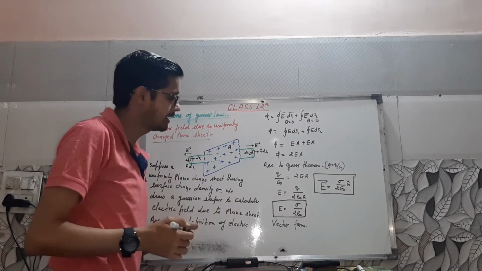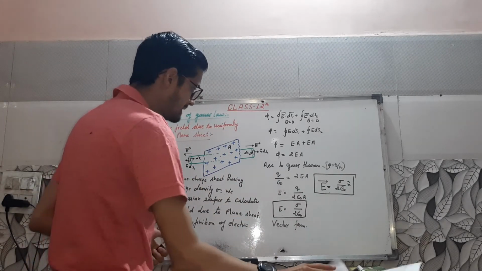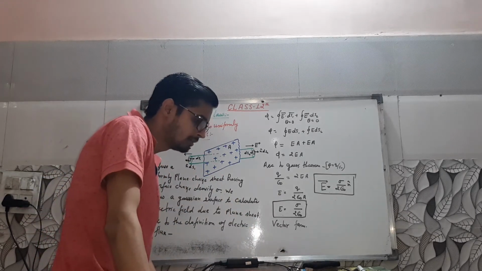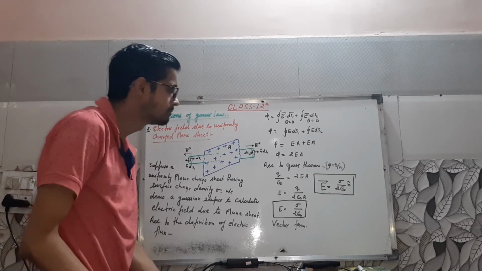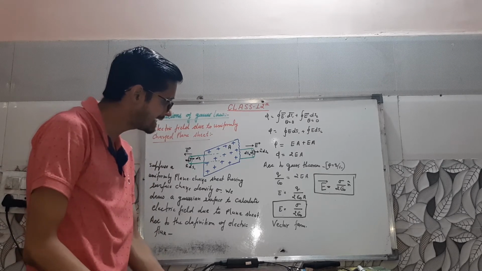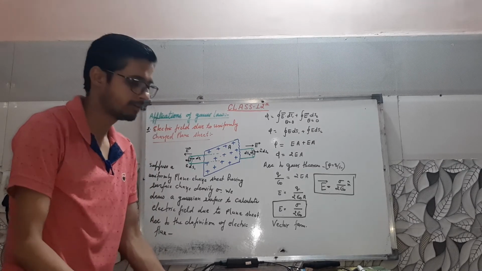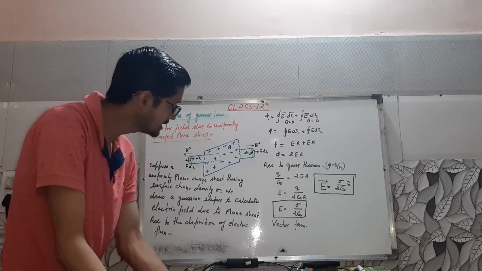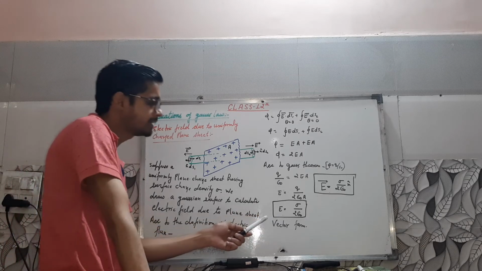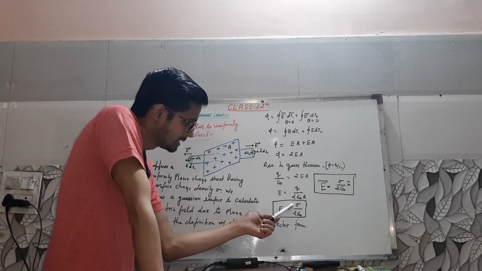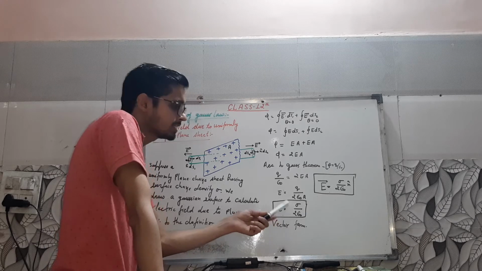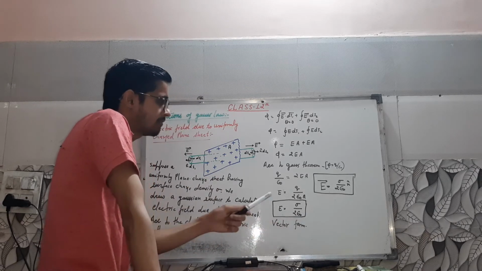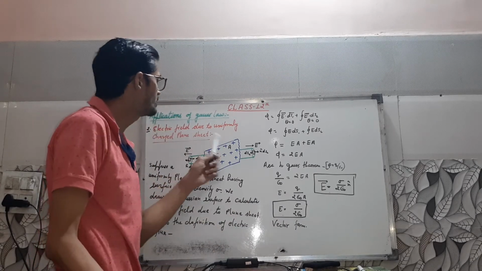In this formula, what do you see? How does electric field vary in case of plane sheet charge? The answer is electric field is constant. It does not vary because sigma for a particular surface is constant, and epsilon naught is again constant. So electric field is constant due to plane charge sheet.